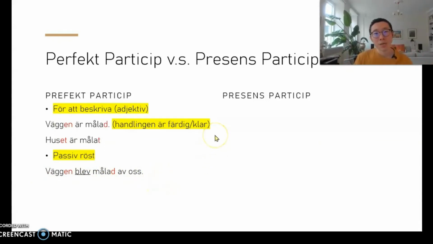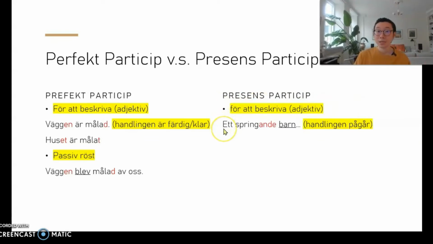When you use presens particip, you can also use it as an adjective, but in a different sense. Det kan också användas för att beskriva som adjektiv. Till exempel, ett springande barn. A running child. Och det indikerar att handlingen pågår. It indicates that the action is ongoing. The action is not ended. A running child, for example.